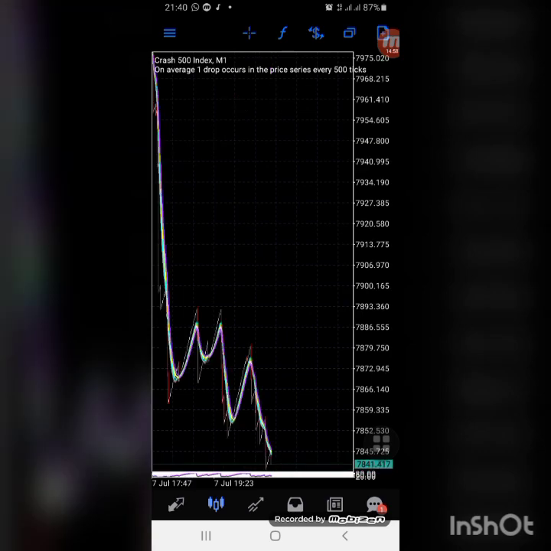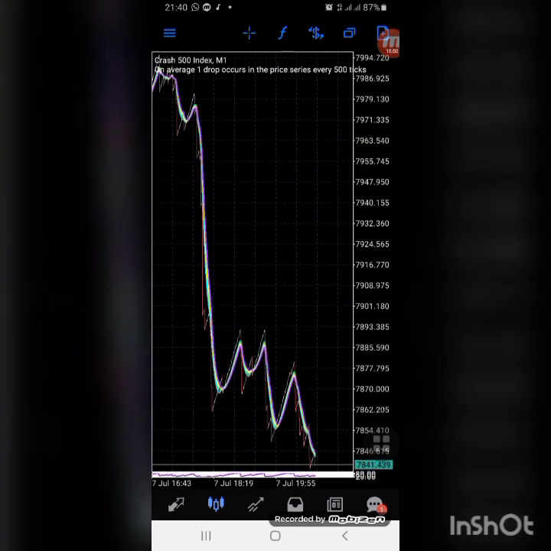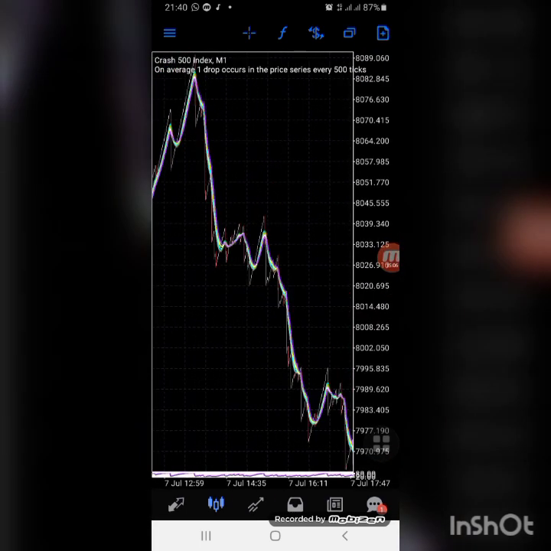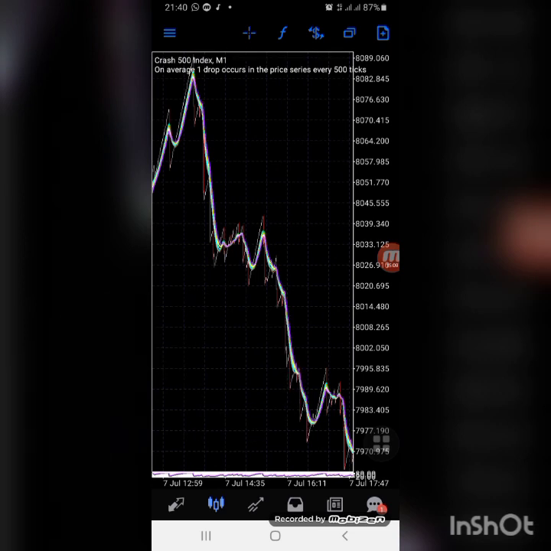With crash 1500. This is crash 500. You see that we should have taken trades here, here. Even though we are on a downtrend, we are still taking trades on a downtrend. So you don't need to be afraid of losses.